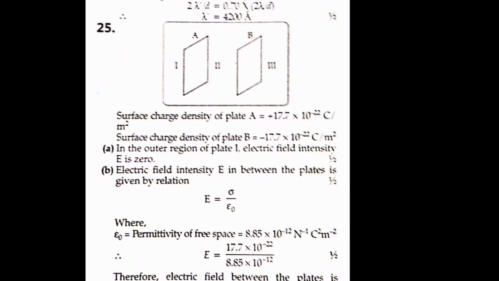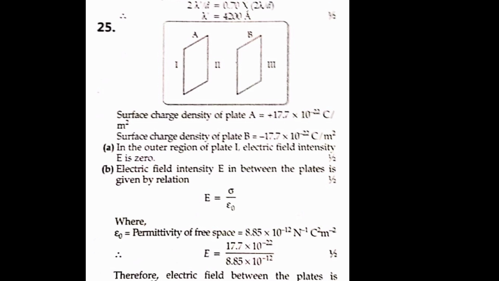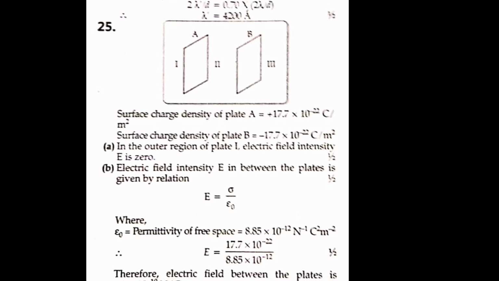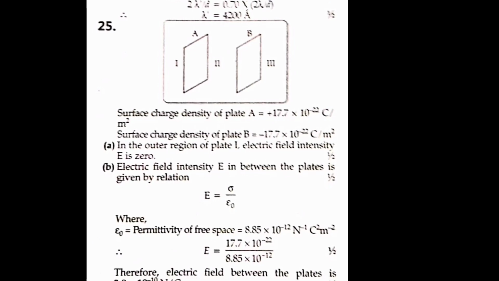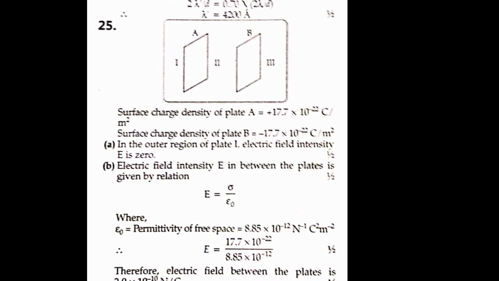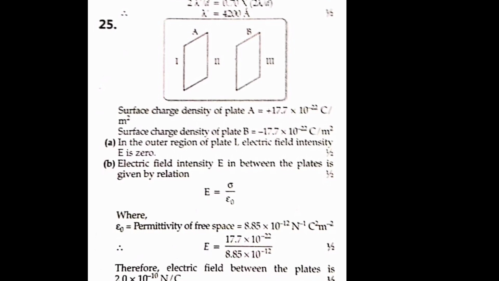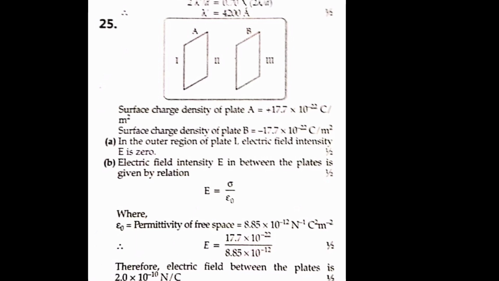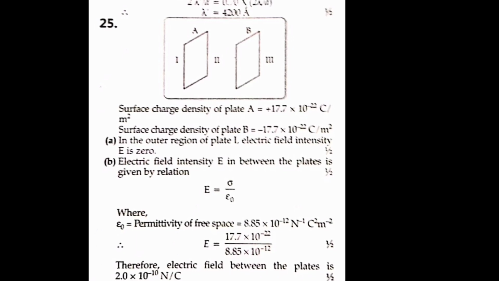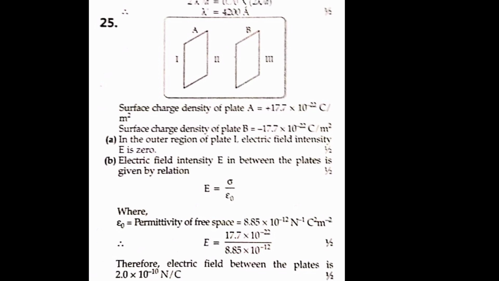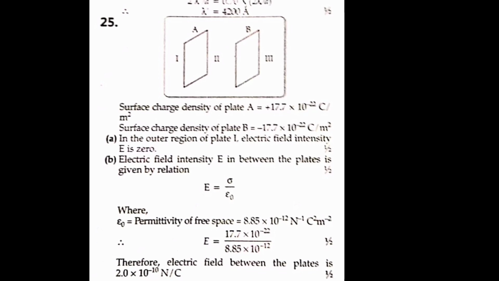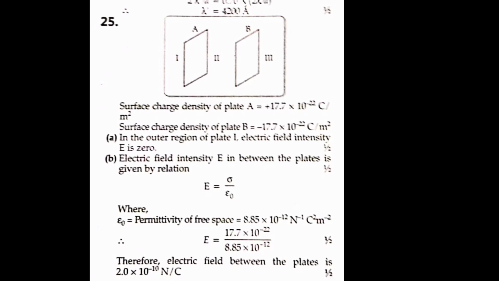Now we can substitute the values. Sigma we have and epsilon 0 also we have. So E will be equal to sigma by epsilon 0. Substituting, E is equal to 17.7 into 10 raised to minus 22 by 8.854 into 10 raised to minus 12. So the value is found to be 2.0 into 10 raised to minus 10 Newton per coulomb. So that is the electric field intensity between the plates.